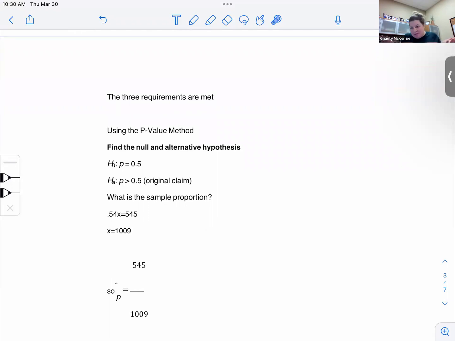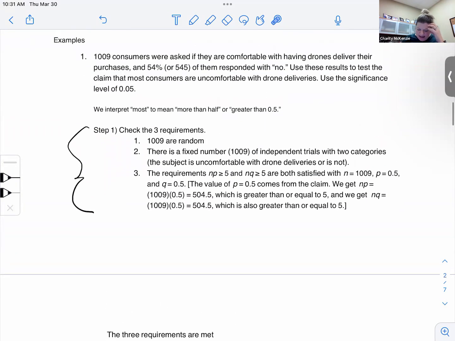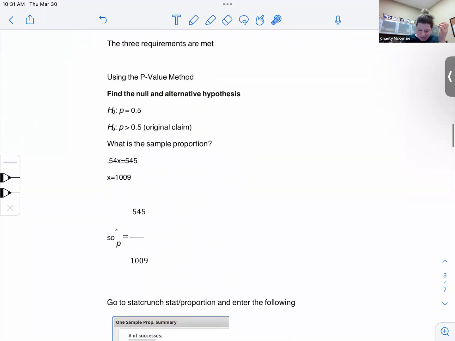The claim could have been that it equals half the people. So the claim could be the null or the alternative. Don't get that mixed up. It's always equal on the null. Always, always, always. The other one has to do with the problem. Greater than, less than, those are one-tailed, or the two-tailed with the not equal. Then we had just 0.54. In order to get that 545 number, you could think of 0.54 times what would give you this, so you divide to get the 1,009. I showed that just in case. And then this is our proportion.